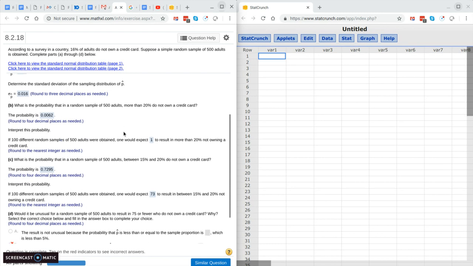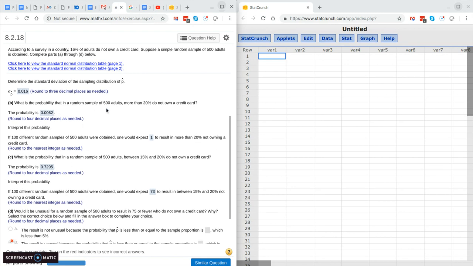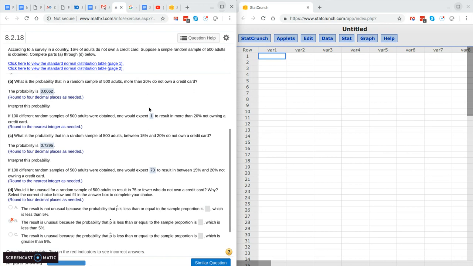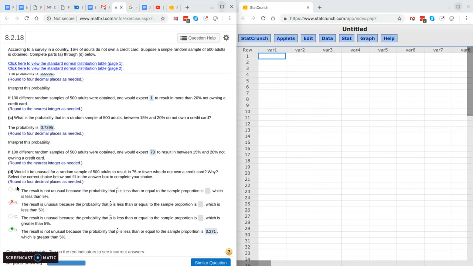She then answers a couple of questions about the probability of having a sample with more than 20% of adults that don't own a credit card, that kind of stuff. But we get down to this last question, which is really where the question is. Would it be unusual for a random sample of 500 adults to result in 75 or fewer who do not own a credit card? Why?